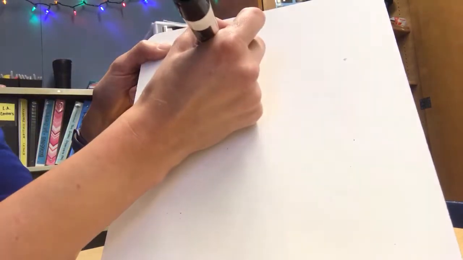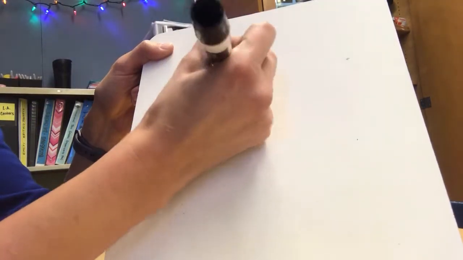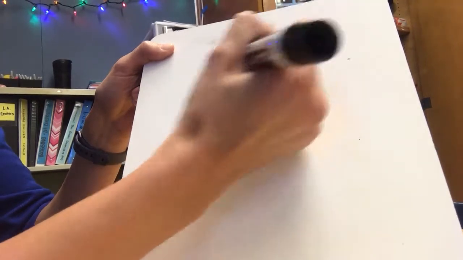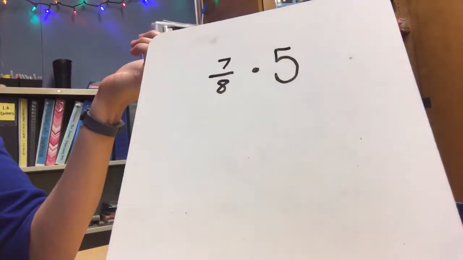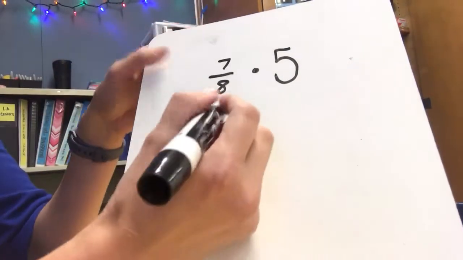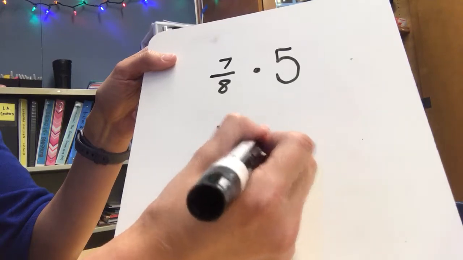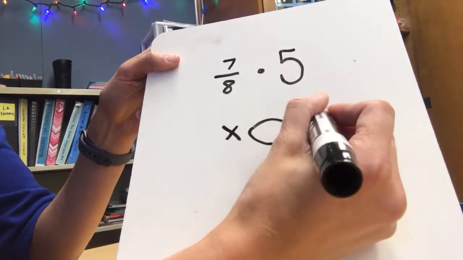All right, and one more example. What happens when we multiply by a fraction that's greater than 1, or a number that's greater than 1? We're going to do this with 7/8 times 5. Now that 5 is greater than 1. And here we're going to see if x is greater than, less than, or equal to 7/8.